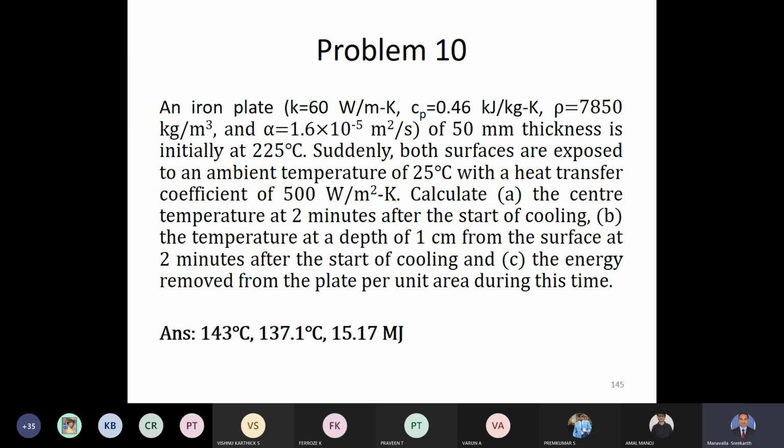So basically you will have to find out some temperatures at certain times. This is the typical nature of a transient problem. Time will also get involved, so temperatures and heat transfers at different times and at some locations. This is what is specified. So we'll try to solve this problem.